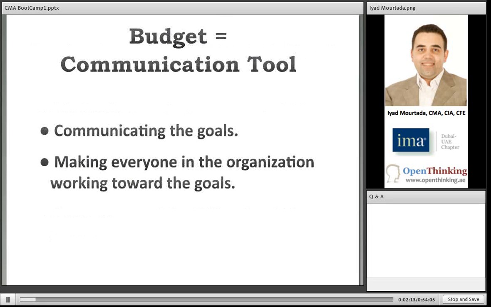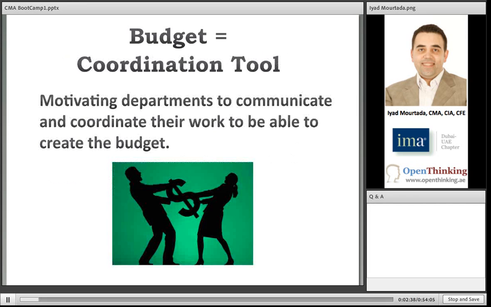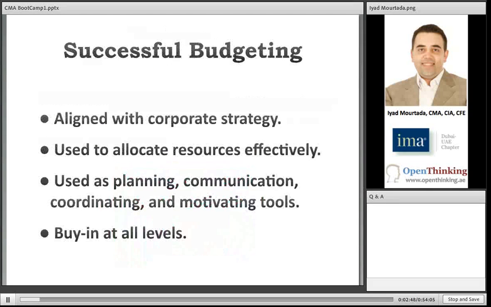When we are speaking about budget as a communication tool, we are communicating the goals. When you are putting a budget, you are communicating to the employees that these are the goals that we are trying to achieve, and these are the resources or costs related to it. Making everyone in the organization work toward the goals is also really important, because each one will understand how much cost they have in their operation to accomplish the goal. Now, budget is also a coordination tool, motivating departments to communicate and coordinate their work to be able to create a budget. So it's a coordination between all these departments trying to figure out how they are going to split the budget between them.